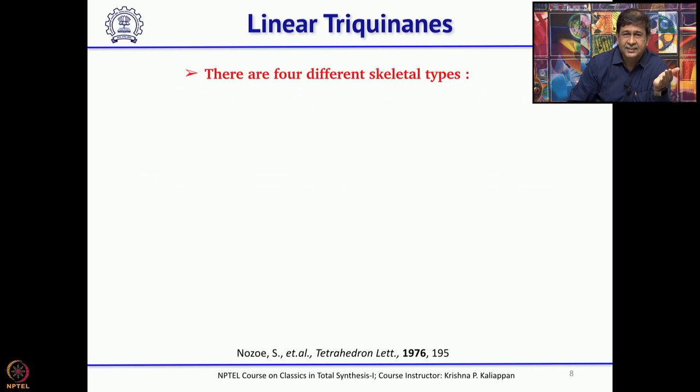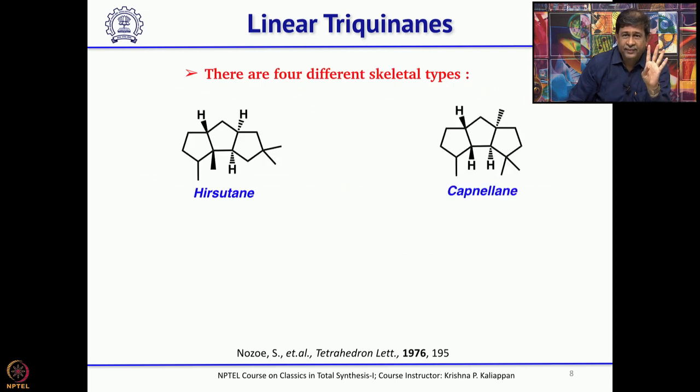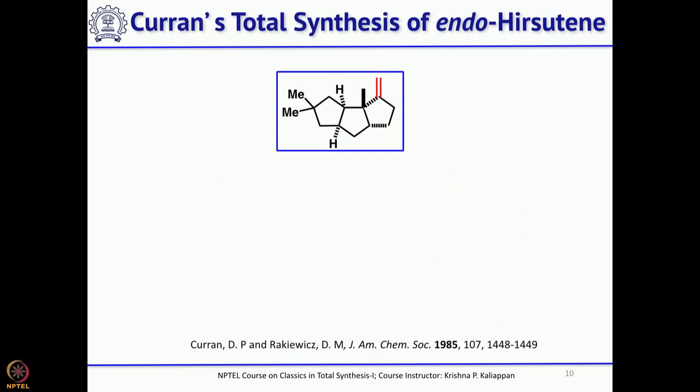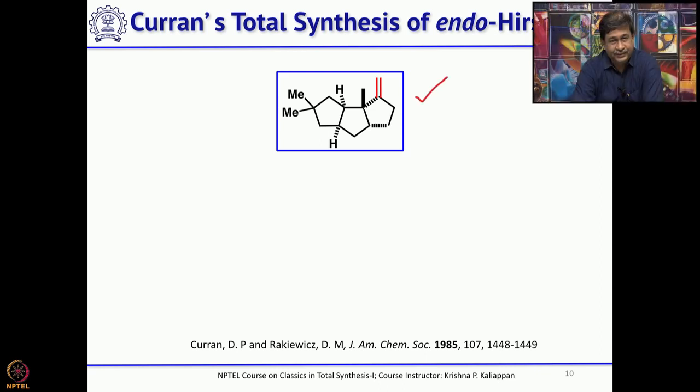I will not go into the details because there are four different types of linear triquinanes, and these four types vary based on the position of the four methyl groups. You can see these four methyl groups are located in different places for these four different skeletons. The first natural product where a tandem radical cyclization was used as the key step was hirsutene, a sesquiterpene.